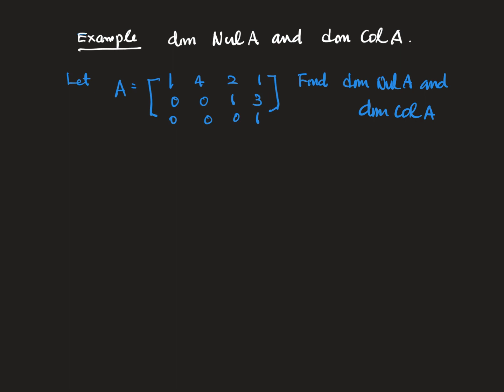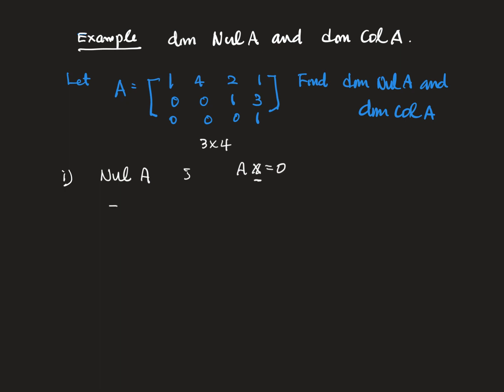Let's use this matrix. What is the size of this matrix? It's a 3 by 4 matrix. So we're going to find the basis for the null space and the basis for the column space. We're going to do the null space of A first. What is the definition of the null space? AX equals 0. We're going to find the X values, right?